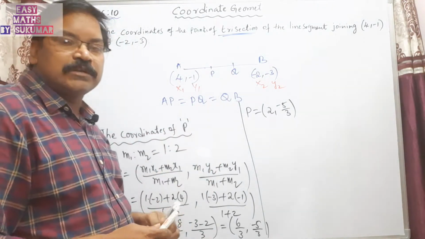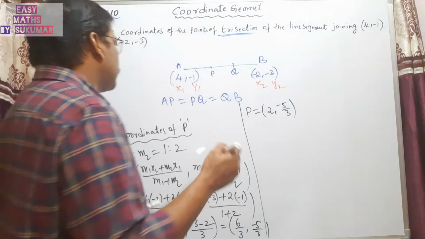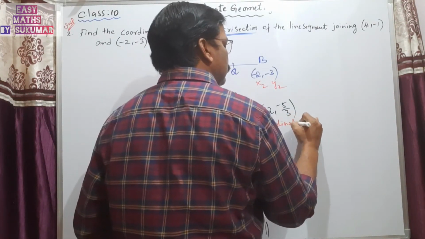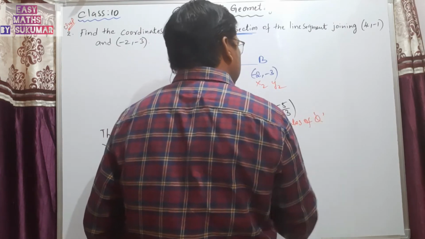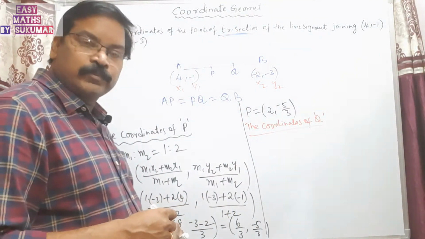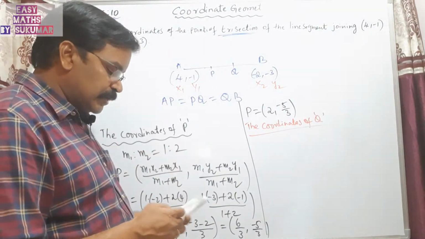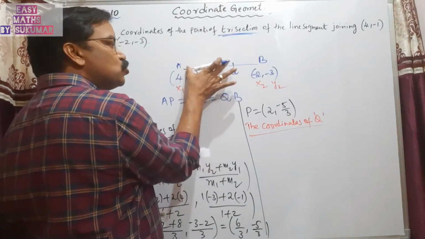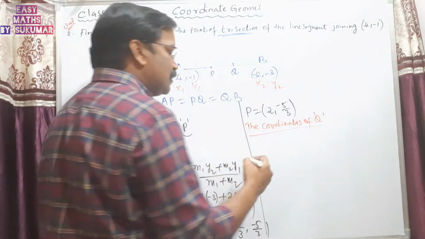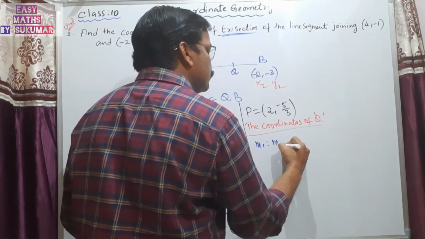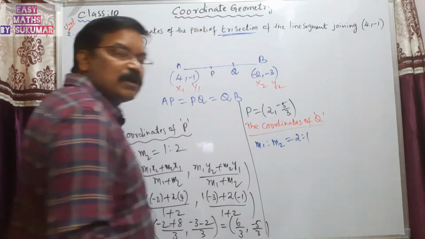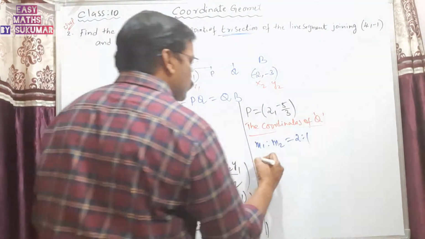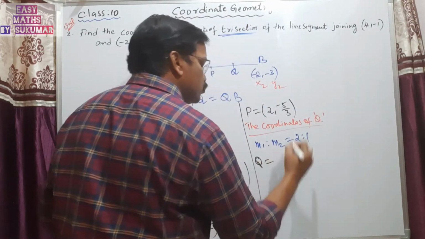We have to find the coordinates of Q also, right? Now the coordinates of Q, that means point Q. So what ratio should be taken here? We should take AP plus PQ, that means this is 2 parts, and this QB is 1 part. That means here M1 is to M2 is equal to 2 is to 1. Okay, now my dear students, again we use the section formula here. To find the coordinates of Q also we should use the section formula.